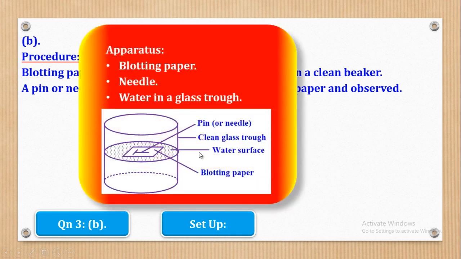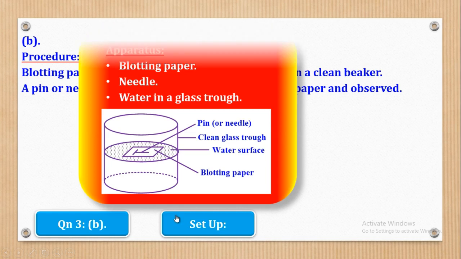So let's see how the setup is. This is the beaker and this is water, with water halfway. Now on the surface of this water you put blotting paper. So this is the blotting paper, and on this blotting paper you gently put a pin or a needle. So this is how the setup is.